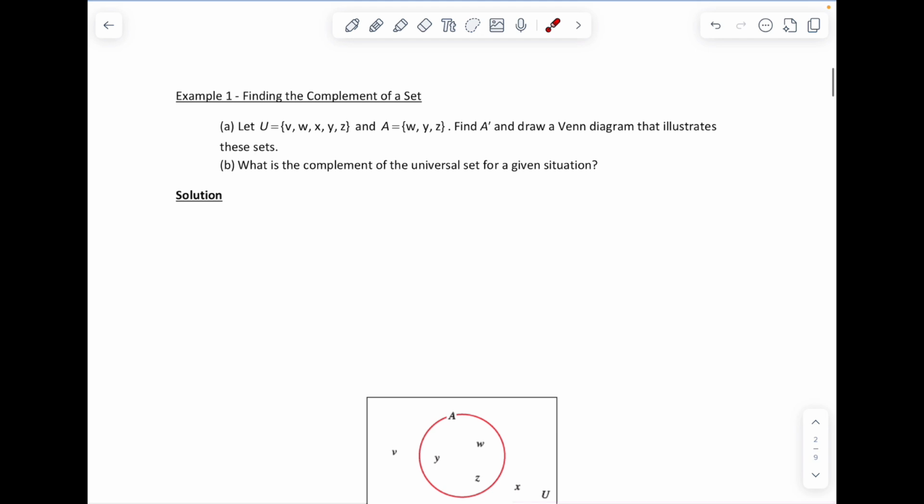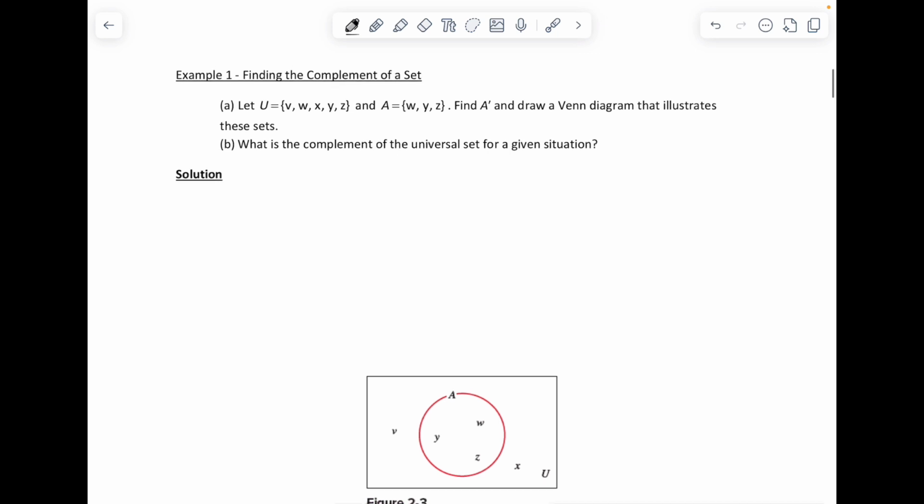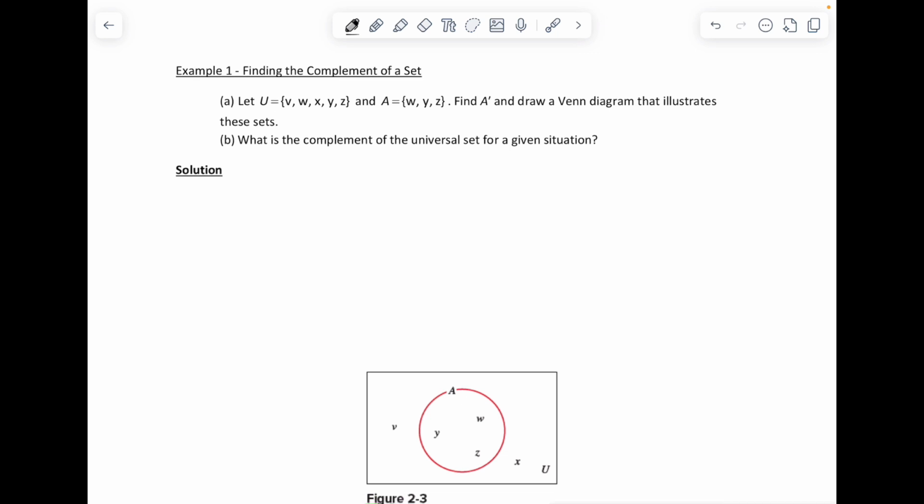Let's look at some examples. Example 1 here. Find the complement of a set. So let's let the universal set be the letters V, W, X, Y, and Z. Set A is the set W, Y, and Z. Let's find A prime, the complement of A, and draw a Venn diagram that illustrates these sets. And then we have a second question: what is the complement of the universal set for a given situation? So let's start with the first question.